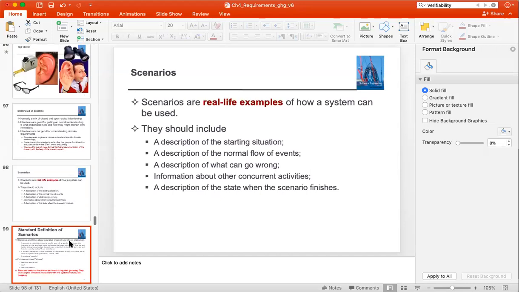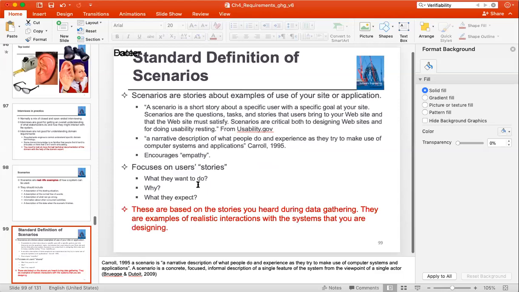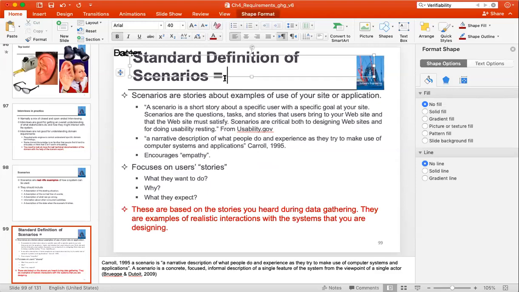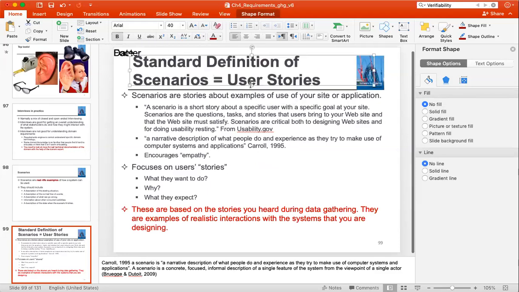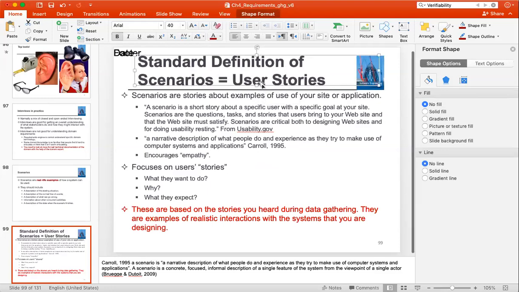Here are some definitions of scenarios. By the way, I can tell you to treat scenarios and user stories as equivalent for the time being. Some people make a distinction, but I would say don't bother with that right now. We can distinguish between user stories and use cases later on. But let's just look at them as scenarios about examples of use of your site or system or application.